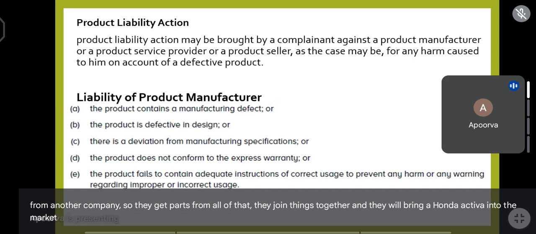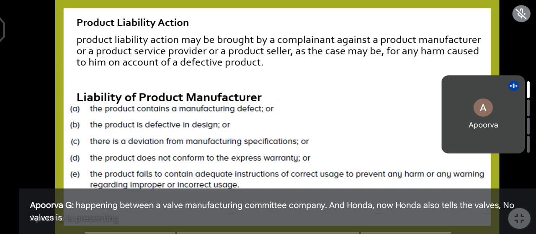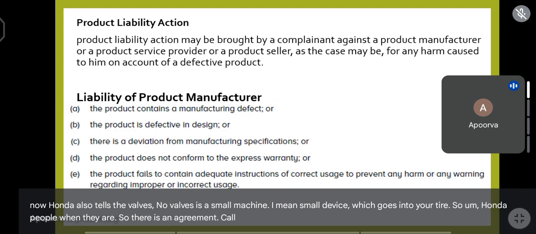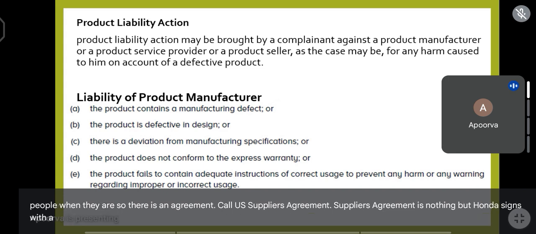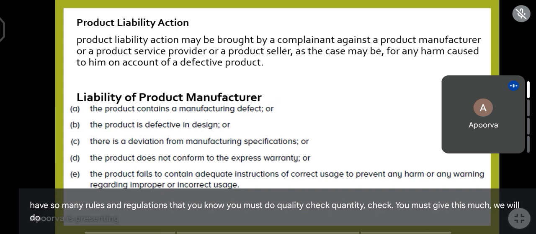Now, a contract for supply of materials happens between a valve manufacturing company and Honda. Valves are a small device which goes into your tire. So there is an agreement called a suppliers agreement. A suppliers agreement is nothing but Honda signing with a valve manufacturing company saying that we need so many valves to be submitted, and then there are many rules and regulations: you must do quality check, quantity check, and we will do audits. All of that is in the terms and conditions.